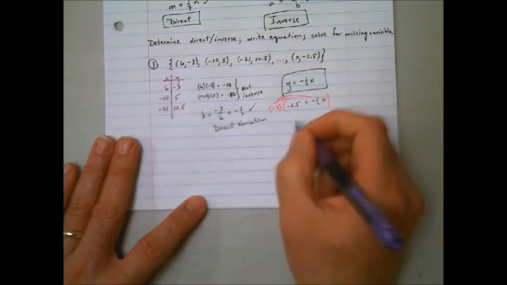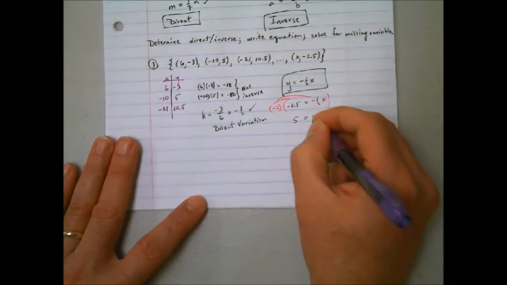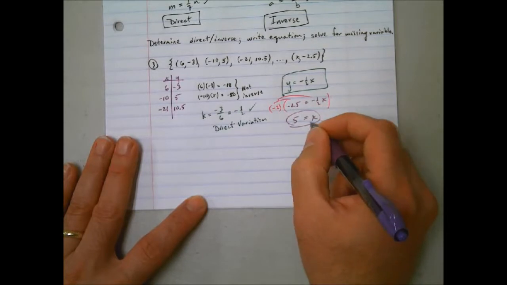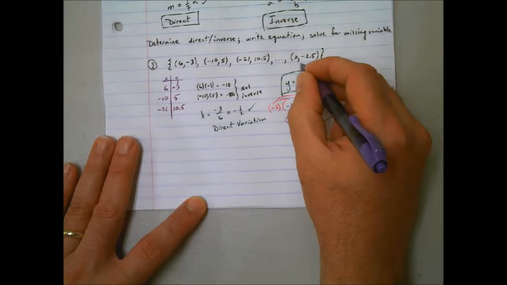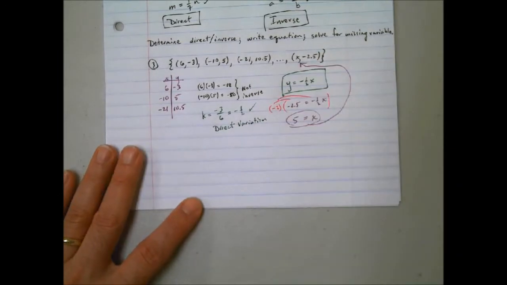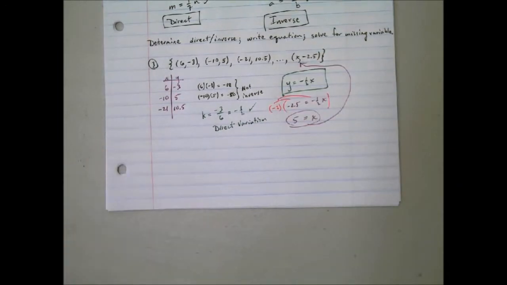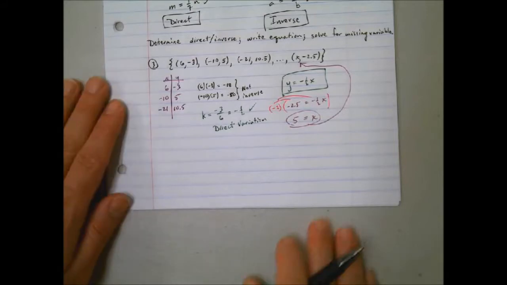And we get 5 equals x. So the missing value for this ordered pair up here, x is 5. Okay, let's try another one of those.